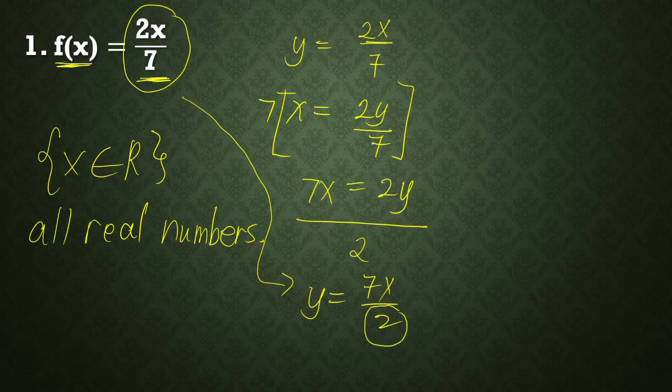Ibig sabihin, yung range ng ating given function ay y is an element of R. So, ibig sabihin, walang possible values ng x na magiging undefined yung ating function. So, again, ang sagot natin dito sa number 1, x is an element of R, tsaka y is an element of R. O, all real numbers lahat yan.